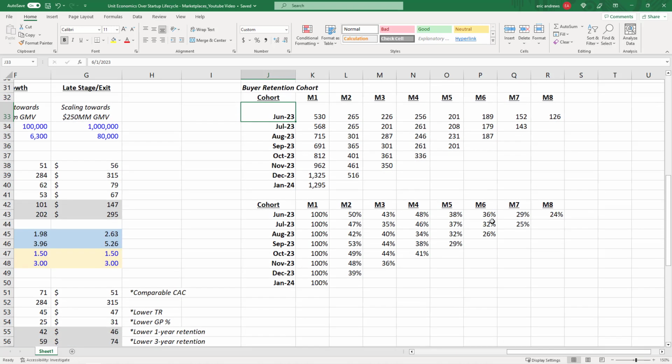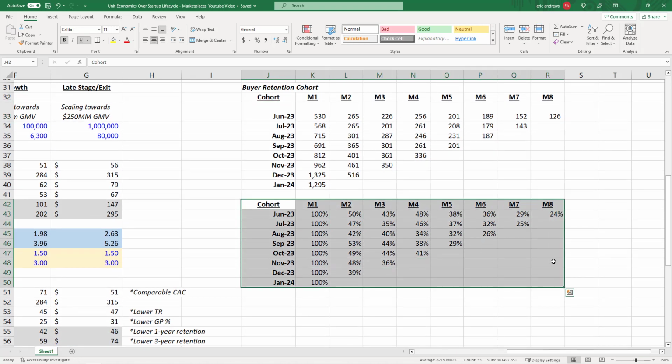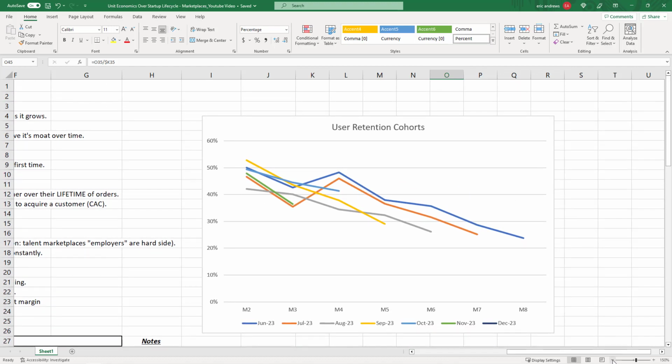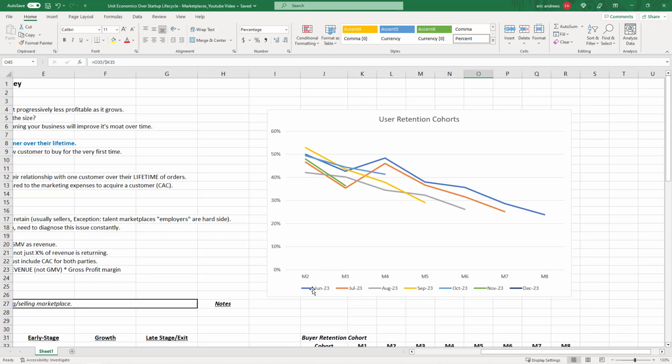And what you can do is you can just turn this retention cohort and pop it into a chart. This allows you to look at, okay, here's the June cohort. So this is over the months of their lifetime, how did their retention look? And here you can overlay all of the cohorts over each other to see, are our newer cohorts continuing to have strong retention? Is retention getting worse or better over time?